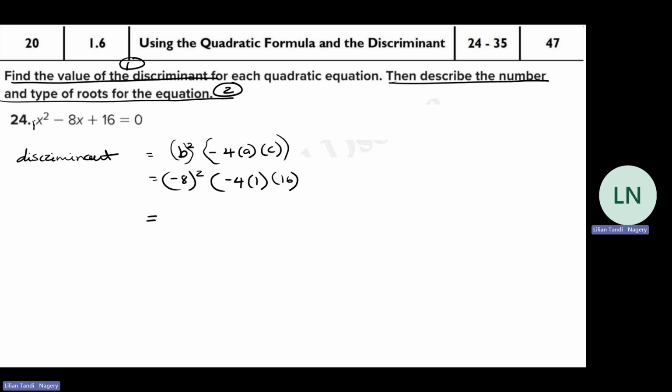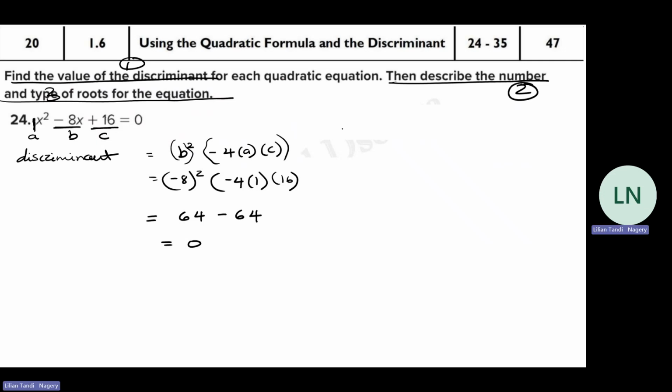Remember, a is this one here. That is a. This one here is b. This one here is c. 64 minus 64 is 0. Okay? So your discriminant is equal to 0. So you have one real rational root. Describe the number and the type.